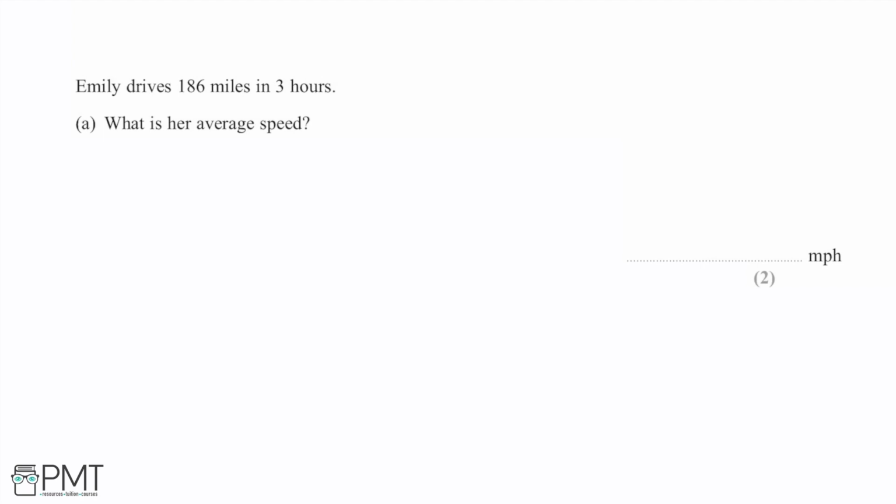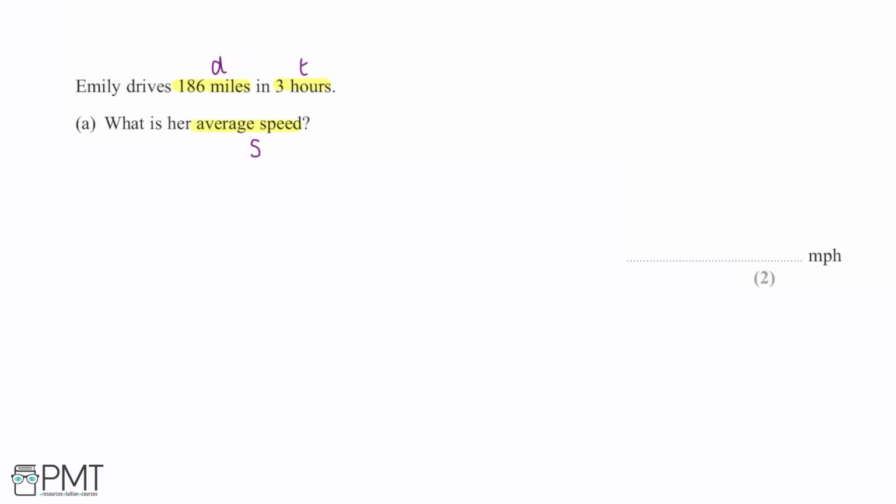So in this question, I'm told that Emily drives 186 miles in 3 hours, and I'm asked to calculate her average speed for this journey. So if we're working with a distance, so 186 miles, a time, which is going to be the 3 hours here, and a speed, if I label these up, so distance as d, time as t, and speed as s, then I can see the symbols for a formula emerging. So speed, distance, and time.